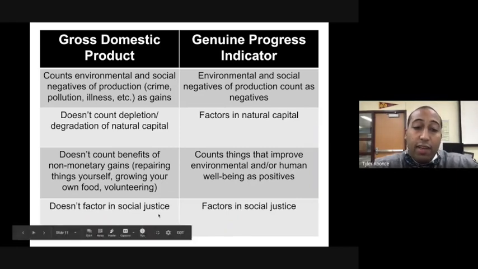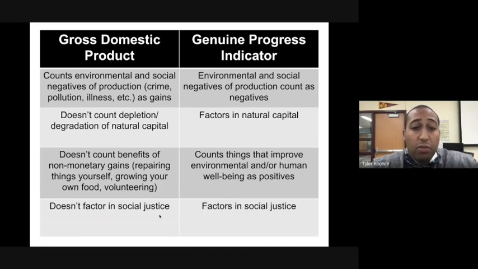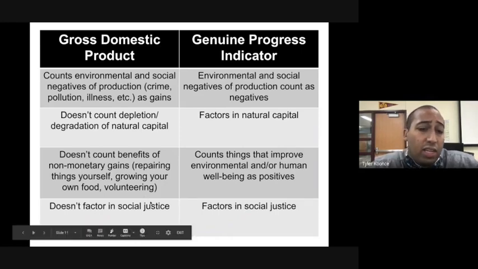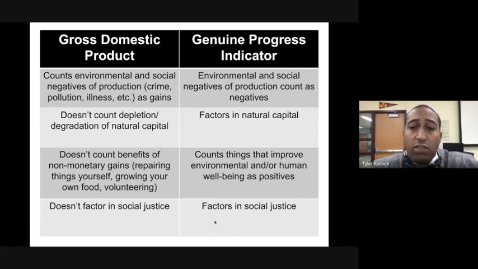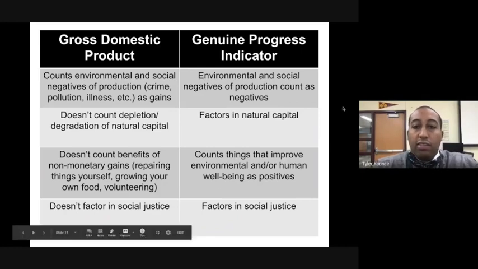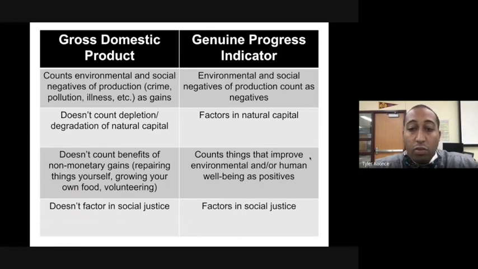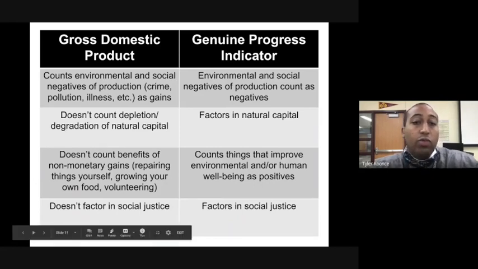GDP doesn't factor in social justice, which is a big thing, especially to me, especially with what's going on. Social justice doesn't matter; it's not going to affect the bottom line in economics. Whereas GPI does factor in social justice, because a lot of that deals with the disparity piece. Do the people who need help actually get it or not? So this side is something that we can move to. It would be a better indicator for what's actually going on with the environment and socially, whereas gross domestic product is really just going to focus on the dollars and cents of things.